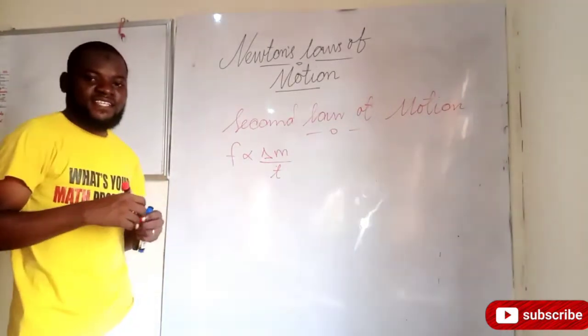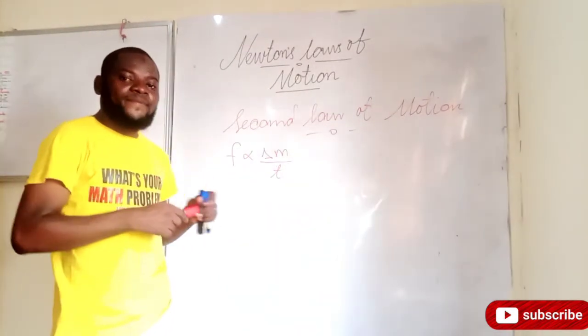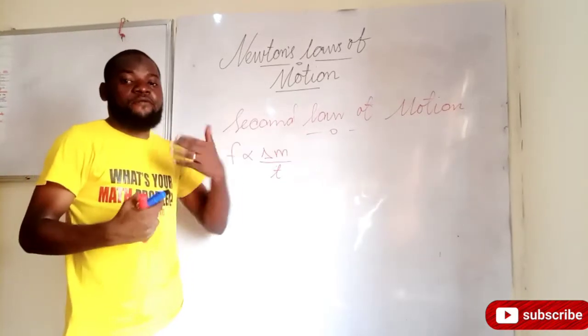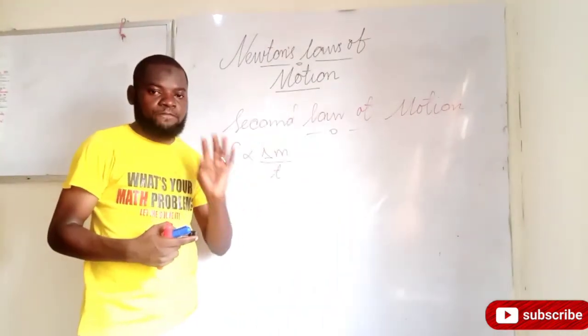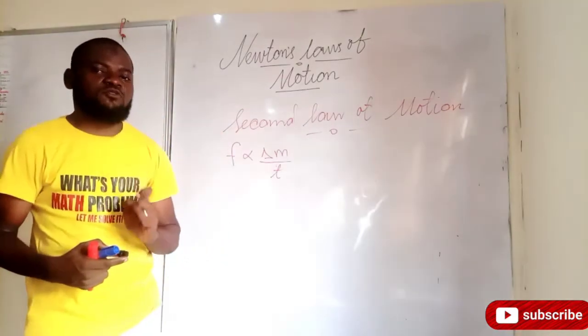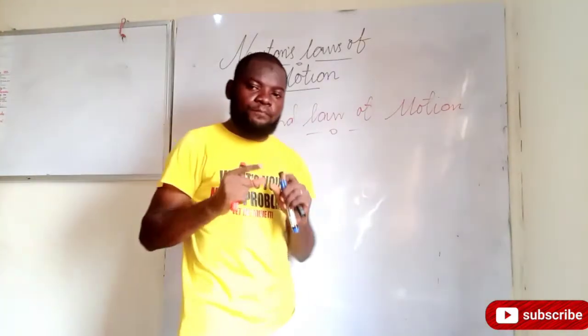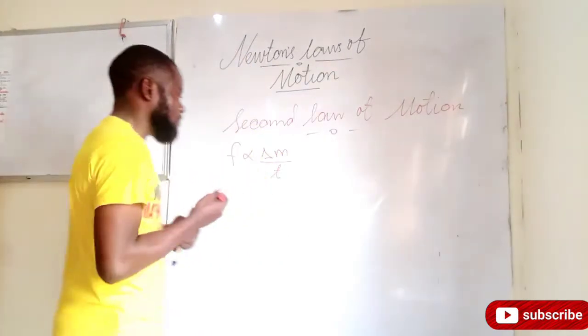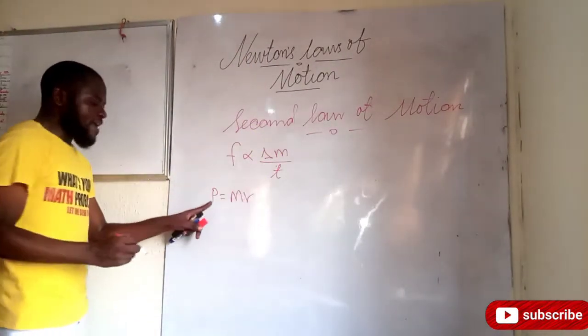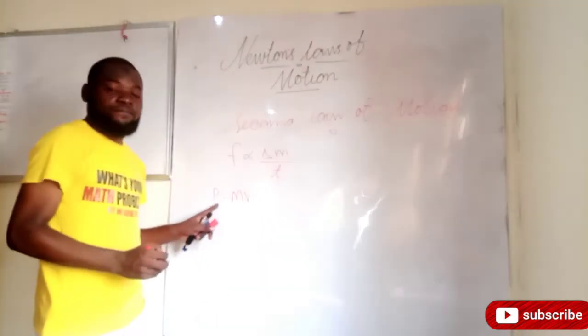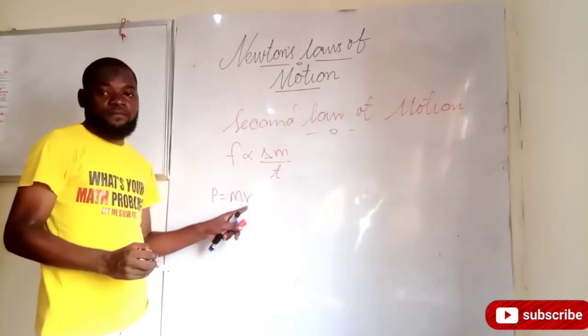Are we there now? That is, the law states that the applied force on an object is directly proportional to the rate of change in momentum of the body. Now, before I go on, what is momentum? Momentum is the product of mass and velocity of a body and is denoted with small letter p. So momentum of a body is mass times velocity.